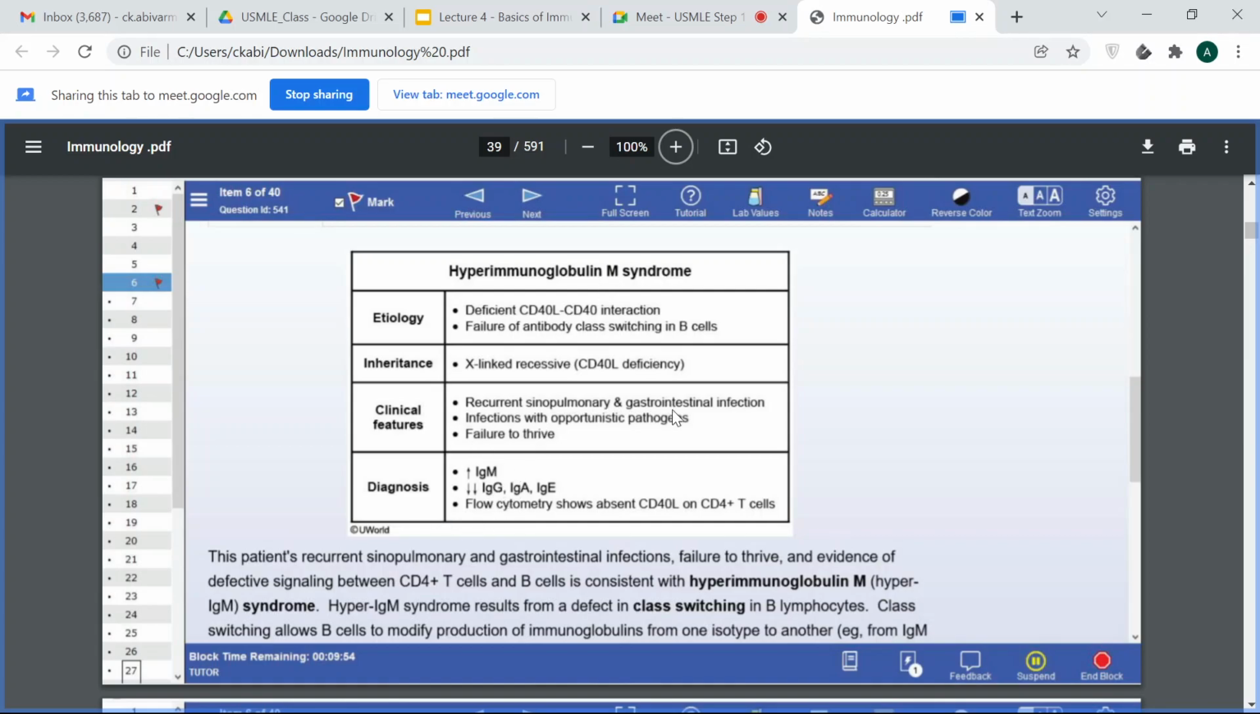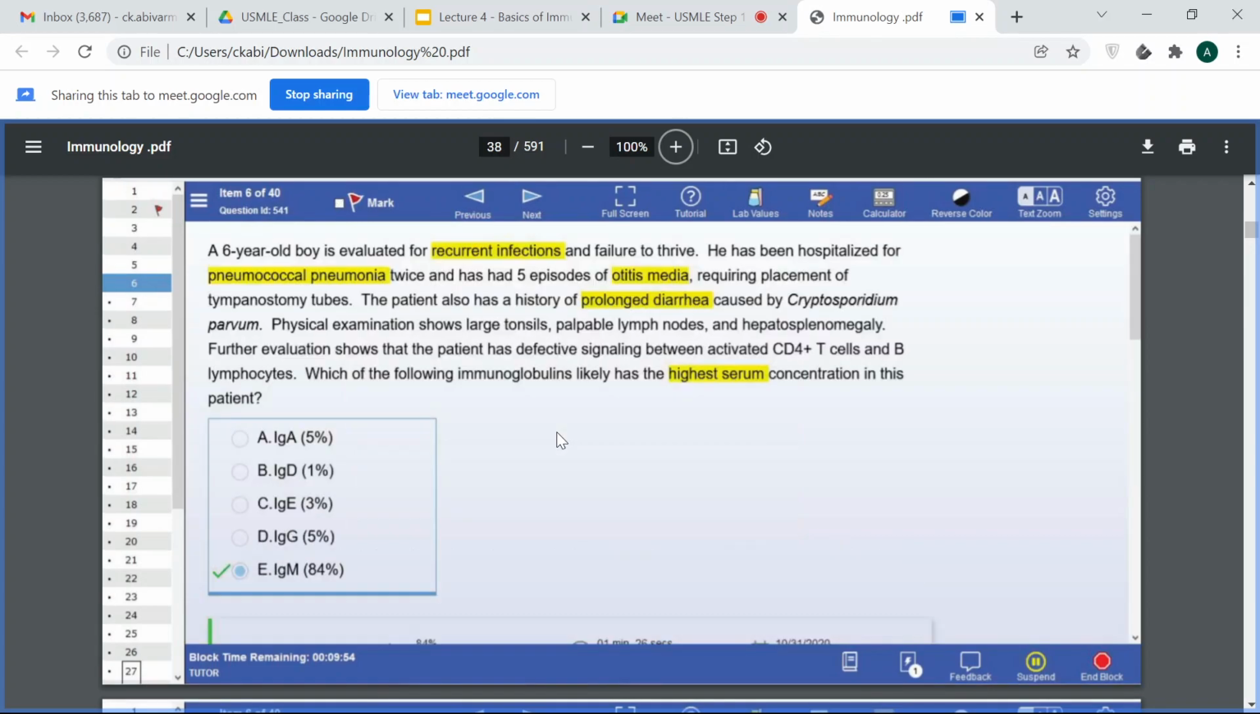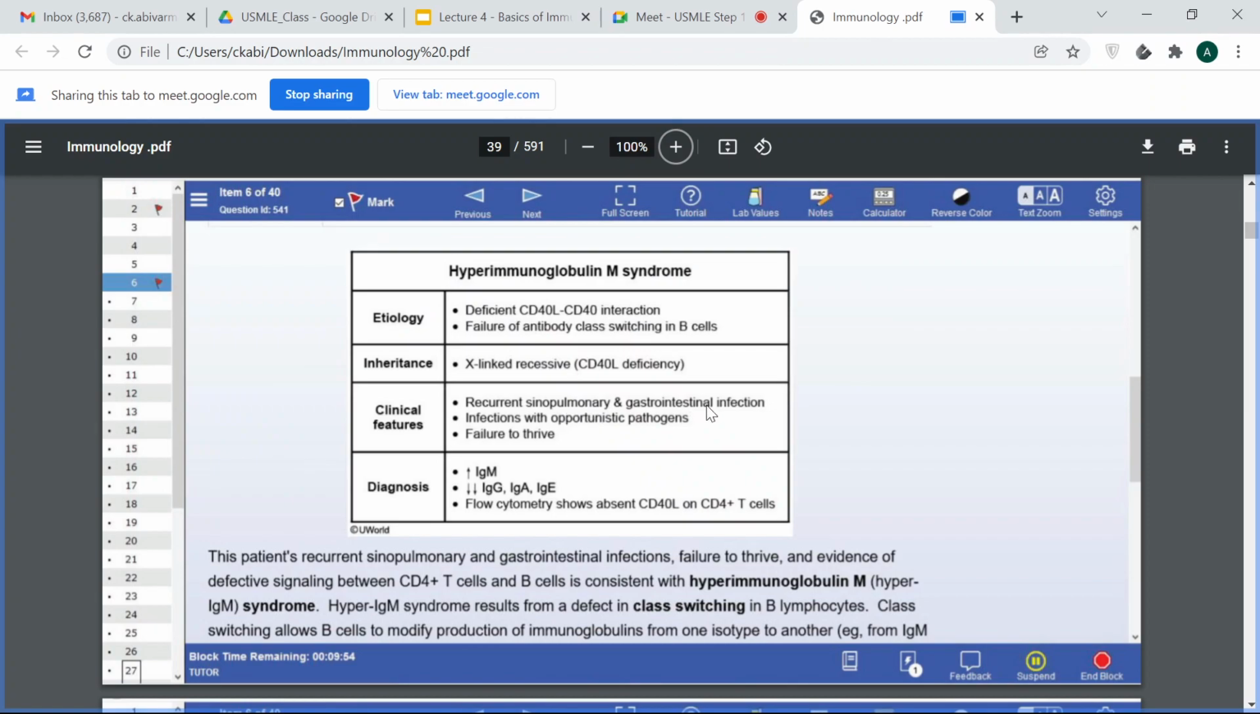Recurrent sinopulmonary and gastrointestinal infection. That is the one point that I tried to highlight, that diarrhea and pneumococcal pneumonias, because mucosa is usually IgA. So if you have infections in that area, you know that IgA is not being produced. So IgA is deficient.